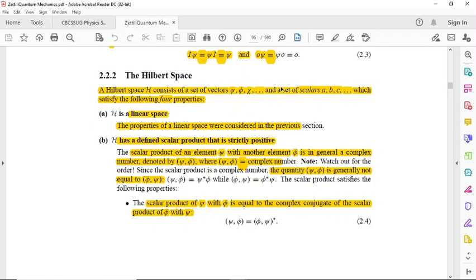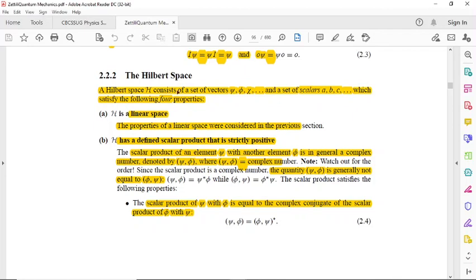chi, and a set of scalars a, b, c. We have already seen in the linear vector space, and these vectors and scalars satisfy the following four properties. If these vectors and scalars satisfy the following four properties, then the space consisting of these vectors and scalars is known as Hilbert space.